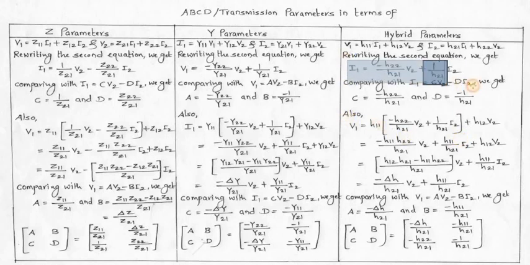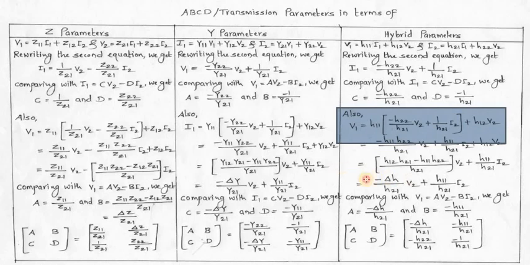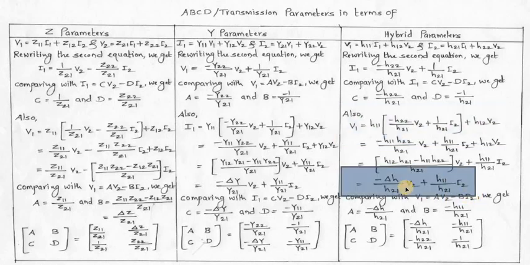Then we would substitute this expression into the first expression, so that I get V1 is equal to this quantity in terms of V2 and I2, wherein this is comparable with the standard equation representing ABCD parameters, wherein V1 is expressed in terms of V2 and I2. So A must be equivalent to this now, and B must be equivalent to minus of H11 upon H21. This is shown over here after comparing the standard equation and the obtained equation.